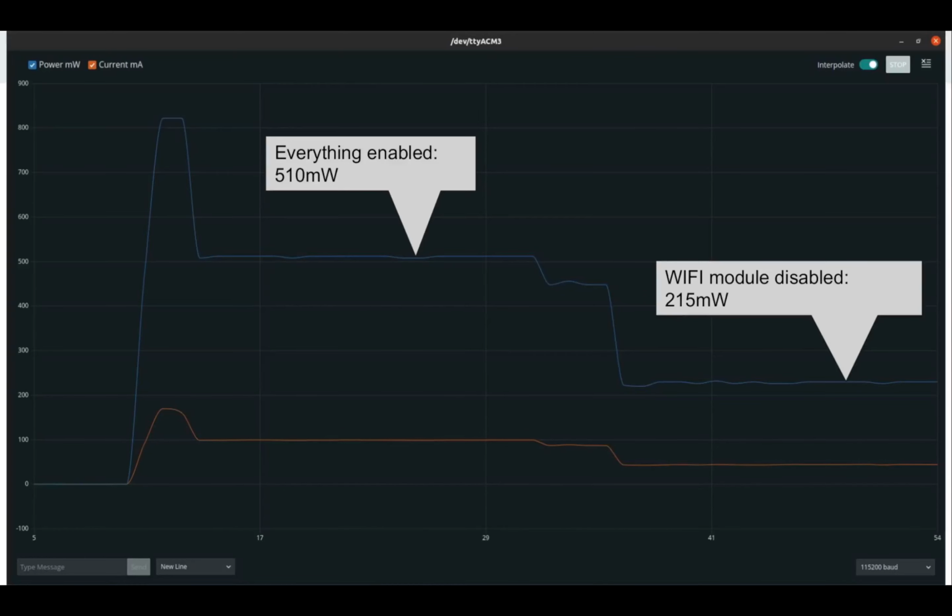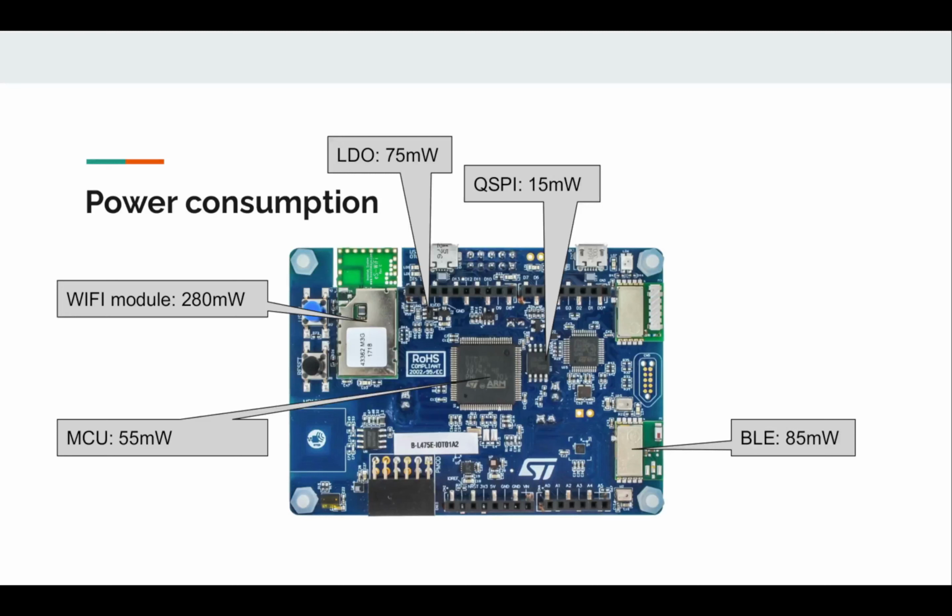In particular, the Wi-Fi module was the biggest contributor, and we can just turn it off at startup. This is the result that we obtained. So the Wi-Fi module is the main contributor, as you can see. Then we have the QSPI as well, which we can disable, so those are out of the way. Then we have the MCU and Bluetooth modules, which are the main contributors that we need in the project.